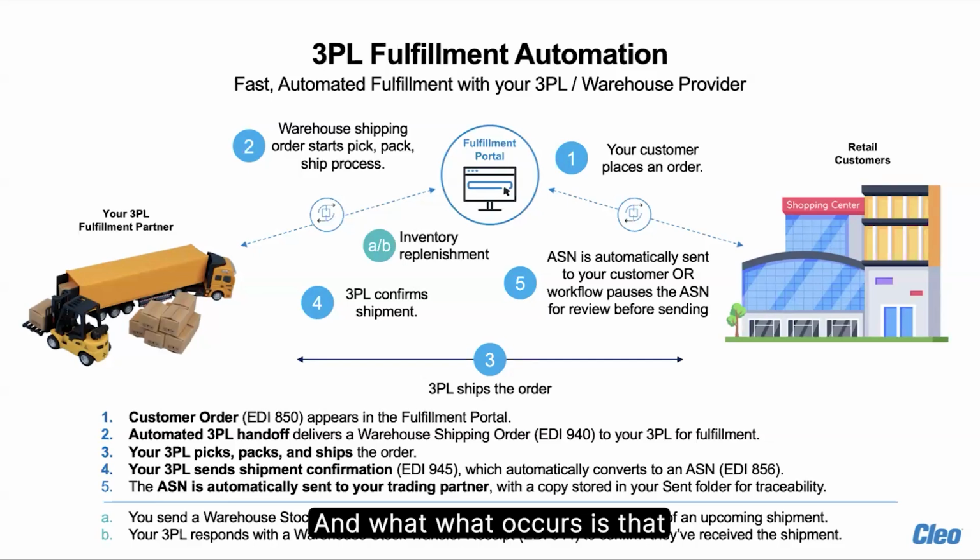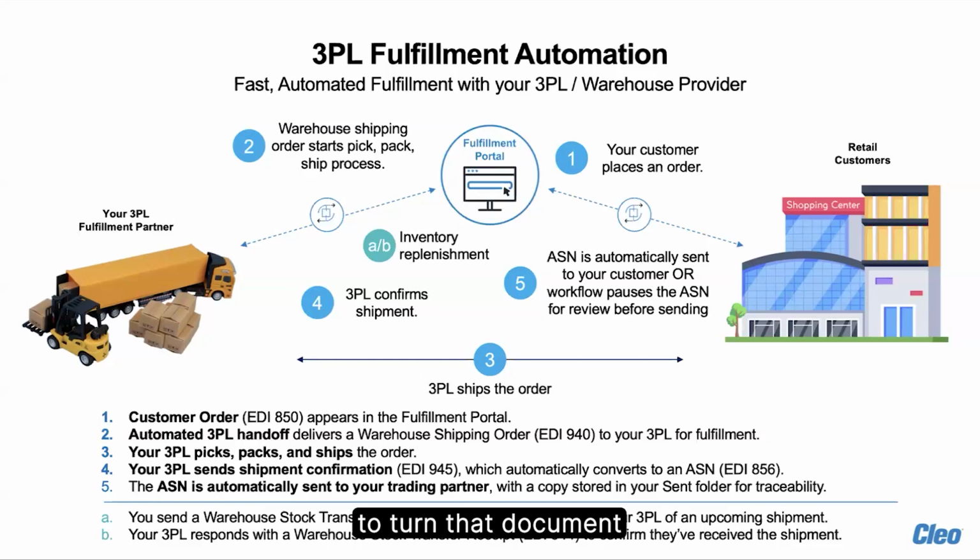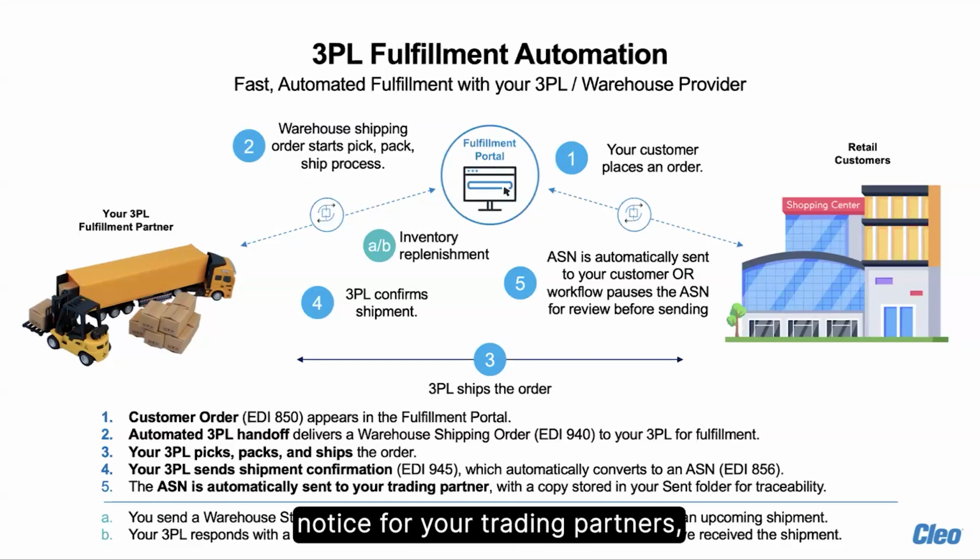And what occurs is that the 3PL at that point is going to go pick, pack, ship. They're going to do all of the processes that you rely on them for. They'll provide you back information in the form of a warehouse shipment advice document, an EDI 945, which effectively has all of the advanced ship notice information. So we have some pre-built interfaces inside the system to turn that document that comes from the 3PL into an actual advanced ship notice for your trading partners, for your customer.